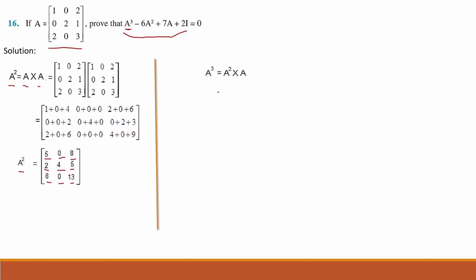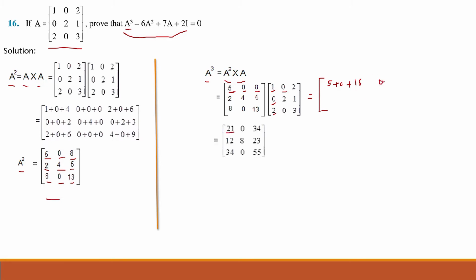तो विल सिंपली मल्टीप्लाई a स्क्वायर इंटू a. तो अब a स्क्वायर हमारे पास है और a भी है. विल सिंपली मल्टीप्लाई दीज. देन आफ्टर मल्टीप्लिकेशन जस्ट 5 into 1 plus 0 into 0 plus 8 into 2 is 16, which is nothing but 21. And for the second element it will be 5 into 0, 0 into 0, 8 into 0, सब 0. तो इसका आंसर भी 0.